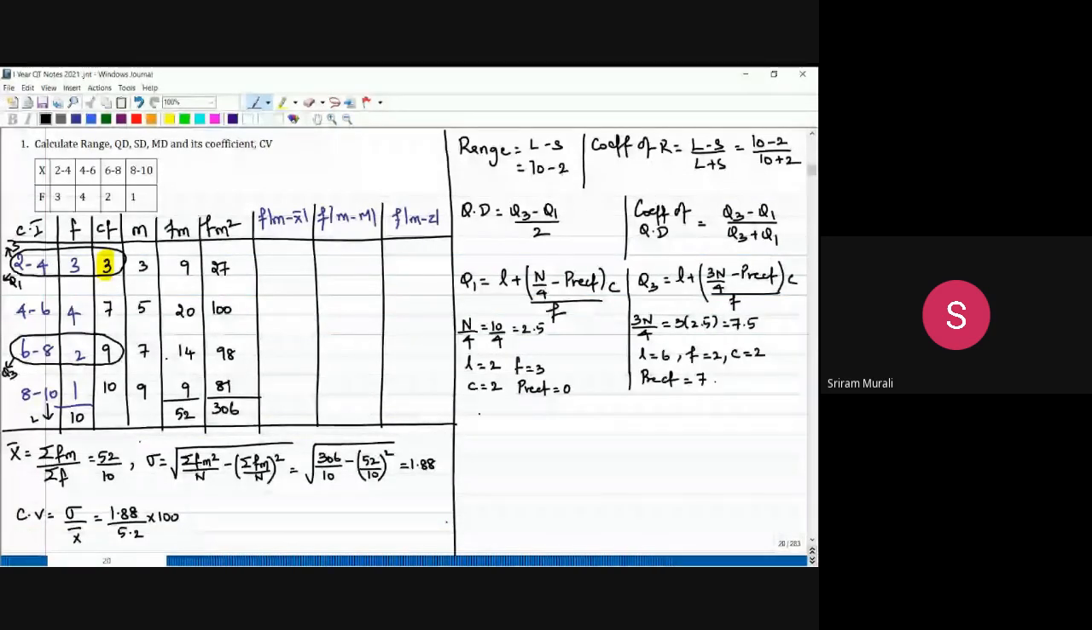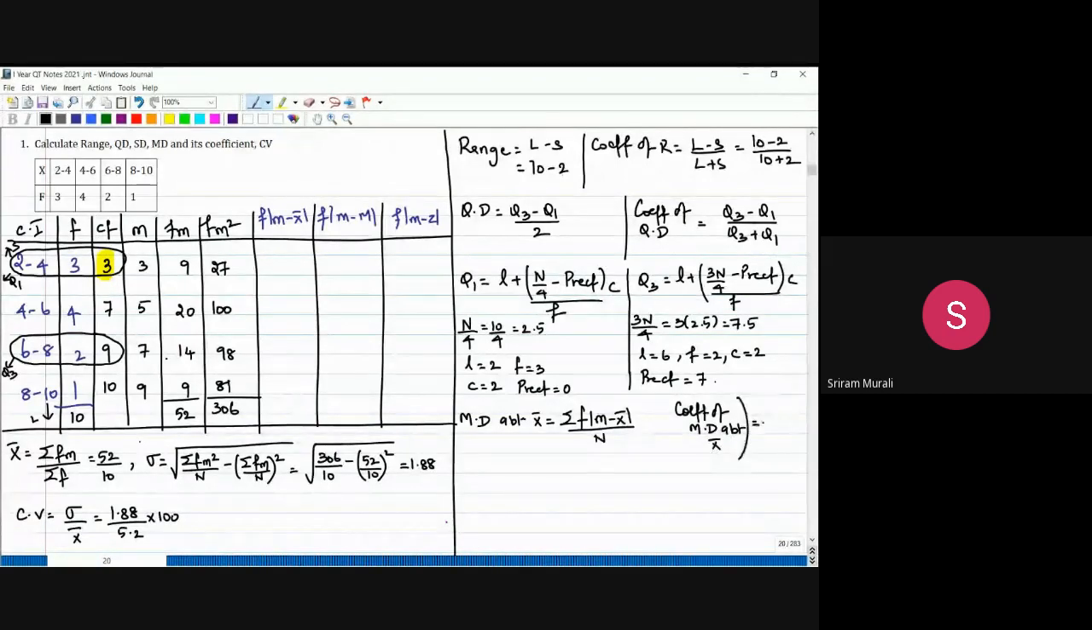Next, mean deviation about mean. What is the MD about mean formula? MD about mean is sigma F into modulus of M minus X bar, divided by N. Coefficient of MD about mean, as usual, is MD about mean by mean. So let us see what MD about mean by mean comes to.